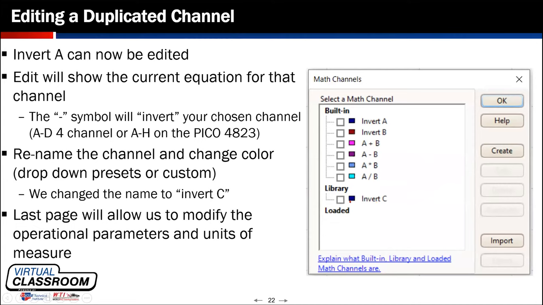Now, what's nice about PICO is that when you update your PICO scope, this will stay in your library. This will stay in your library until you highlight it and delete it, or whatever you want to do with it. So now I have an invert C. Any of the other channels, A through D on a 4 channel, or all the way A through H on your 8 channel scopes, you can invert any of those at that time. So that's how you would build that.